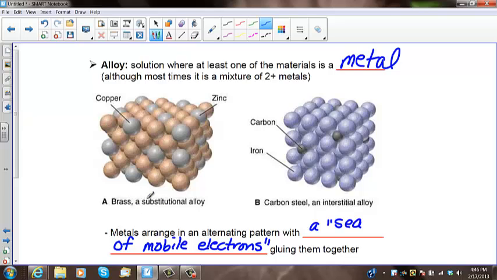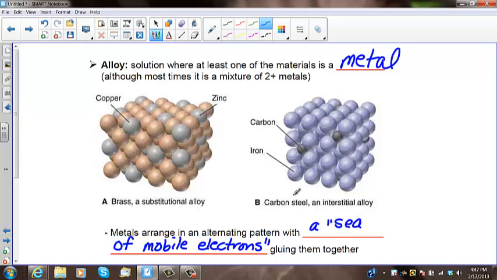We have an example of brass, which is made up of copper and zinc. And we also have an example of steel, which is made up of carbon and iron. Now, I'm going to explain the two. You really don't have to know the difference between a substitutional alloy and an interstitial alloy till we get to the next level, but I do want to explain the two.